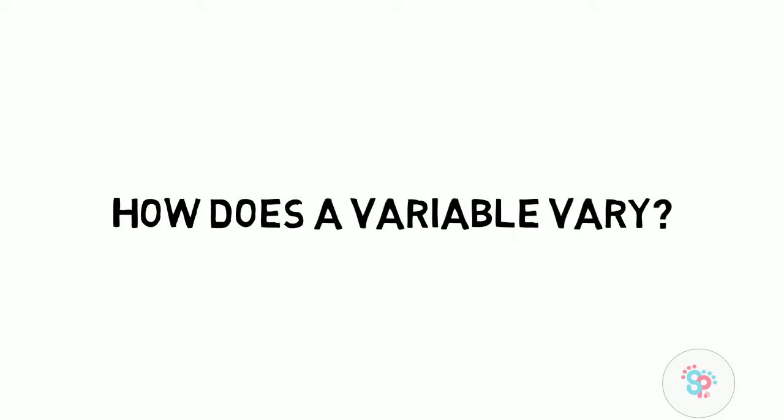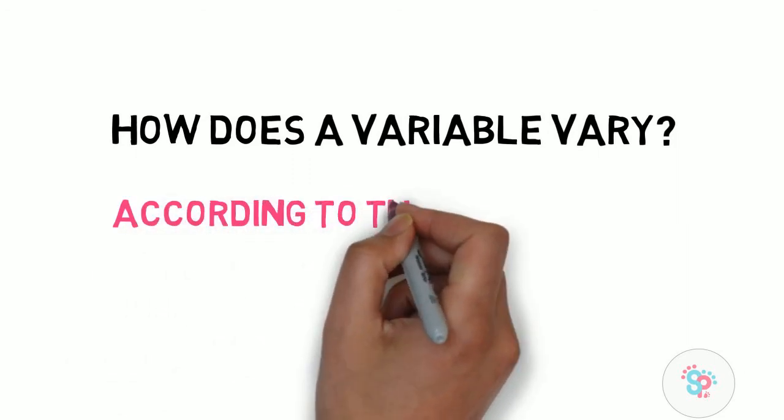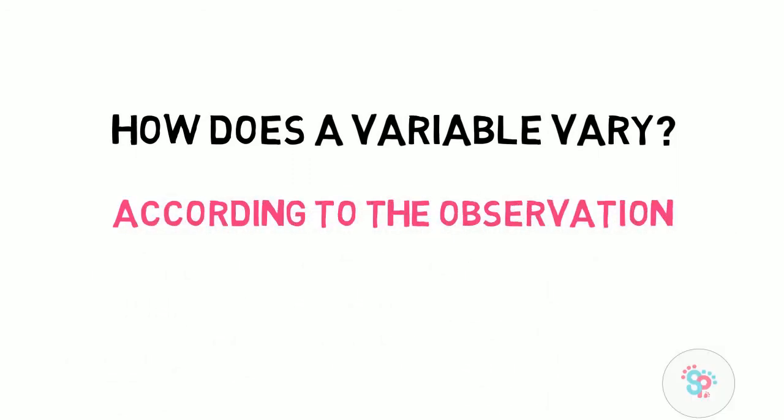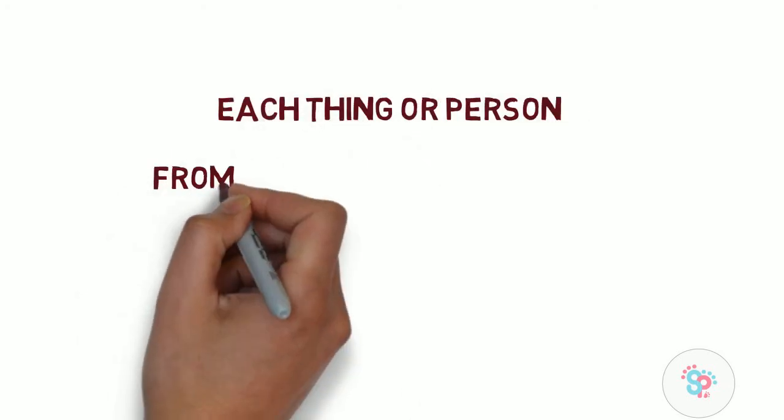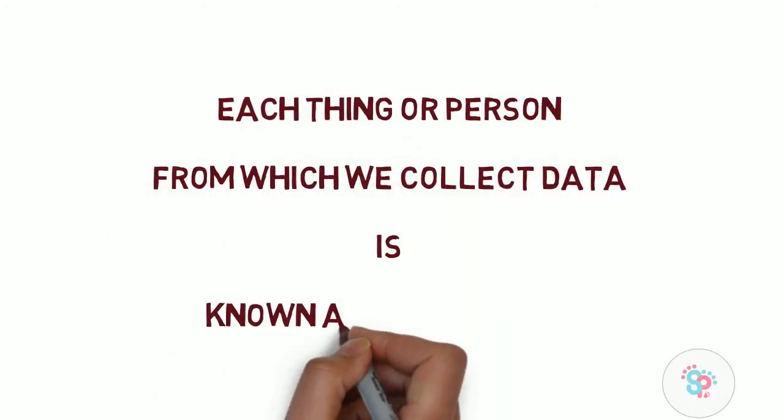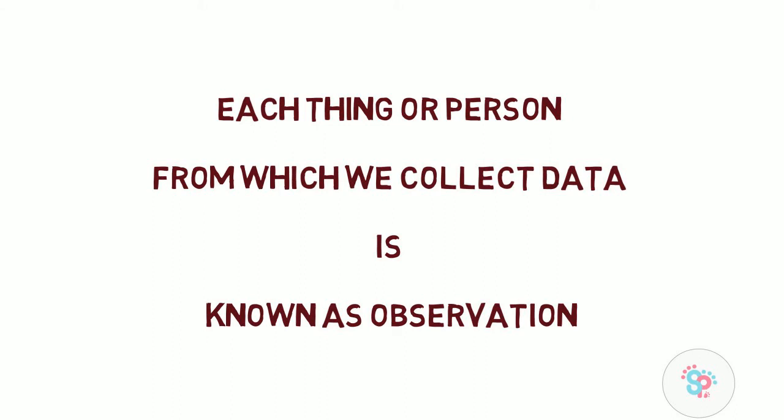An answer to these questions is, the variable varies according to the observations in the study. Observation in sense, each thing or person from which we collect data is known as an observation.